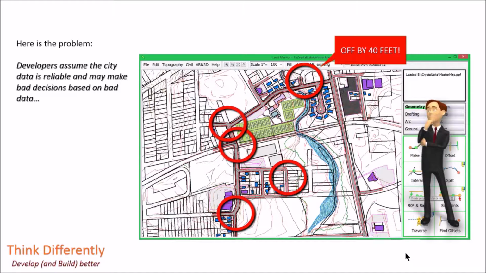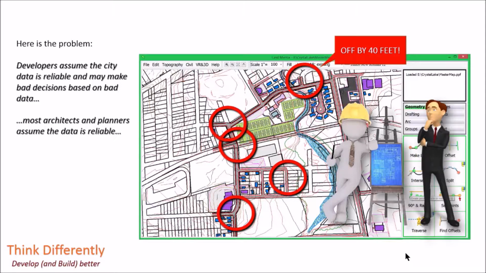So the problem is the developers that build in the city will assume the data is reliable and might make bad decisions. Well, is that a wetland? Maybe, maybe not. Is that data right or wrong? So before they buy a piece of land, they might go to the city's GIS data and query it, and unfortunately they may decide to buy a bad piece of land because the data is bad, or they might walk away from a good piece of land.